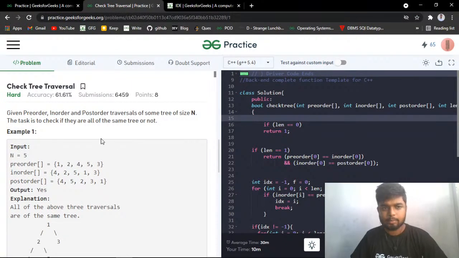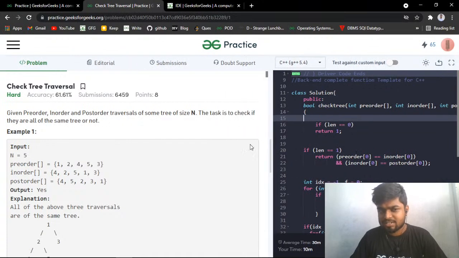The problem that we'll be discussing today is check tree traversal, and this is a hard problem. You can see the accuracy is high. The accuracy is high because the problem gives 8 points. So this is an important problem.